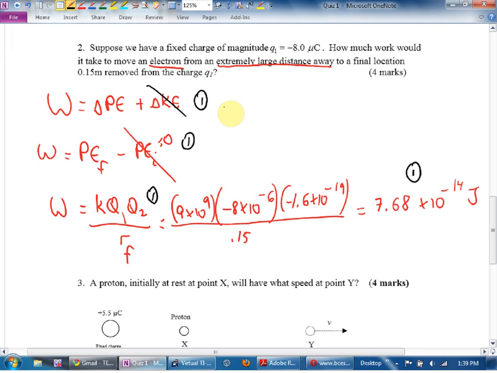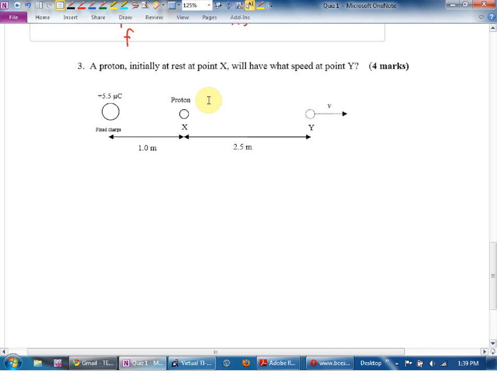Number 3. Troy, what's number 3 asking me to find? Okay, now that they've introduced the notion of speed, have they mentioned work at all? Say no. I'm going to use conservation of energy. I'm going to say kinetic energy initial plus potential energy initial equals kinetic energy final plus potential energy final.